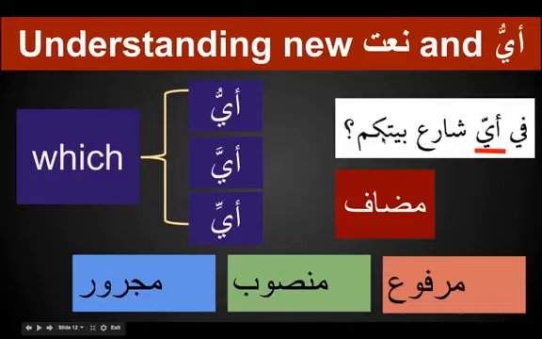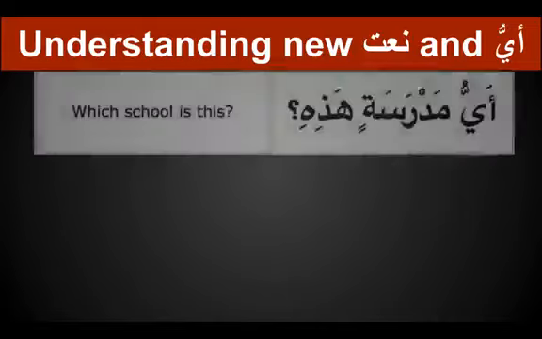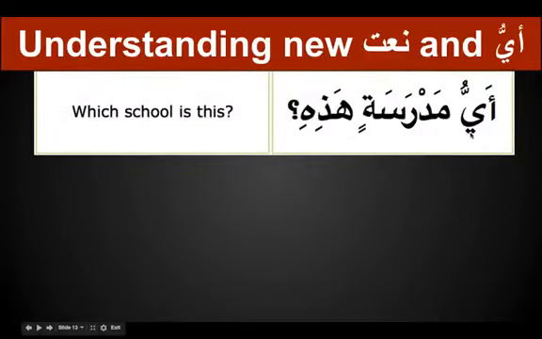Baytukum, baytuna means our house, baytuka is your house, baytukum is all of you, men plural. So let's understand this ayyu. If we have to use it in this sentence, ayyu madrasatin. So ayyu is coming as a mubtada here. So we are asking ayyu madrasatin. So which school?